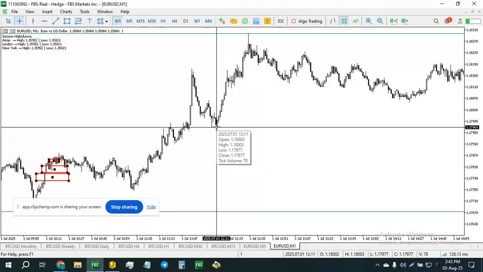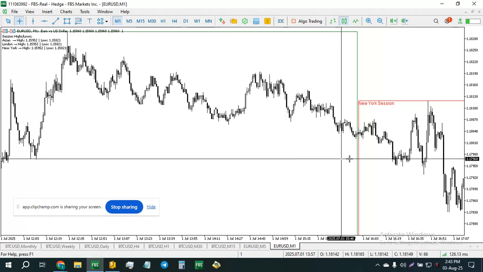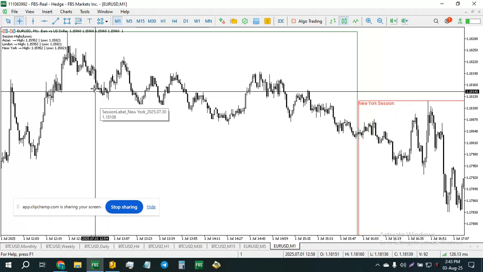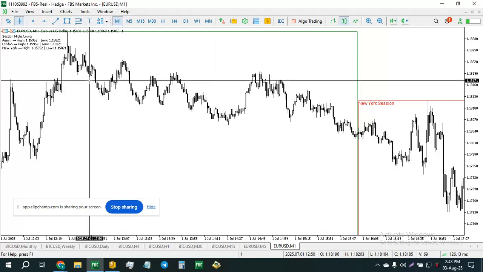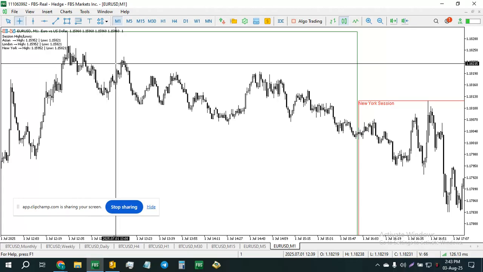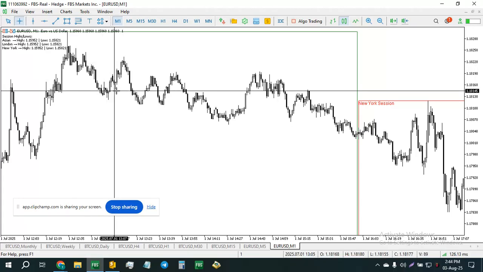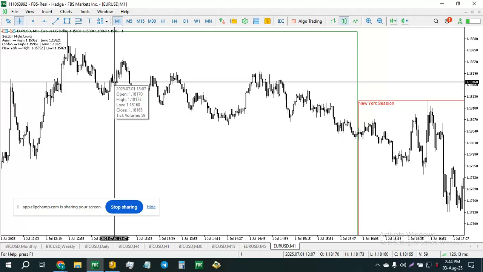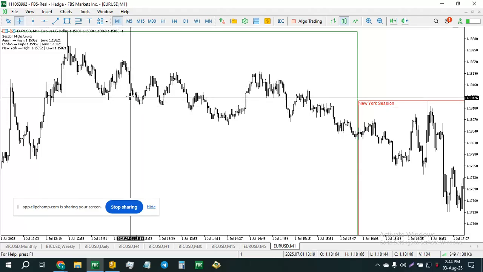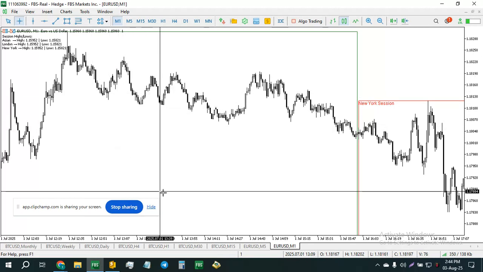If this is our swing low, price broke it here in the New York session. If this is the swing low we choose to use, you have a fair value gap here. You have a fair value gap here. So this is one entry. This is where's the other one I saw earlier? I can't find it anymore. So that's just the basic idea.